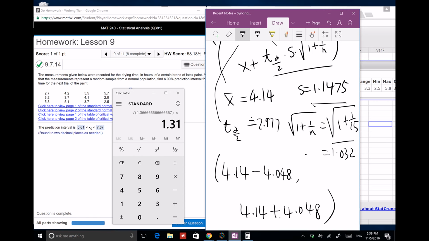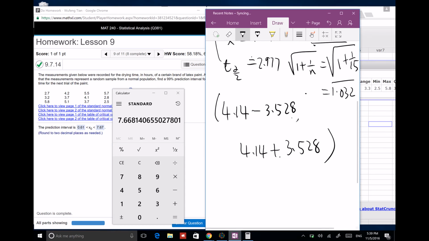So then I plug it back again. So 16 divided by 15, take a square root, multiply by 2.977 equals, multiply by 1.1475 equals, okay, actually then this is going to be 3.528, and then plus 4.14, which is 7.67. So that's how you get the other one, 7.67. And the next one is you subtract that, you got 0.61. Okay, so that's how I do number 9.